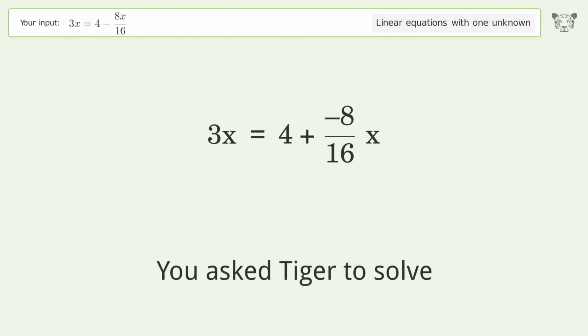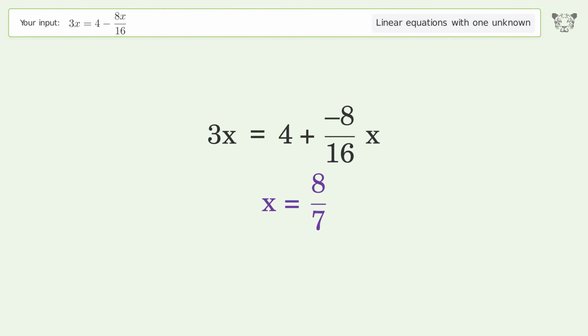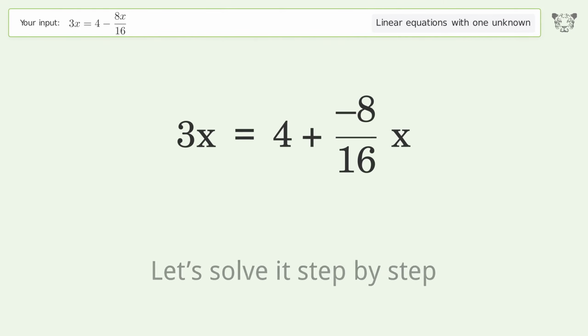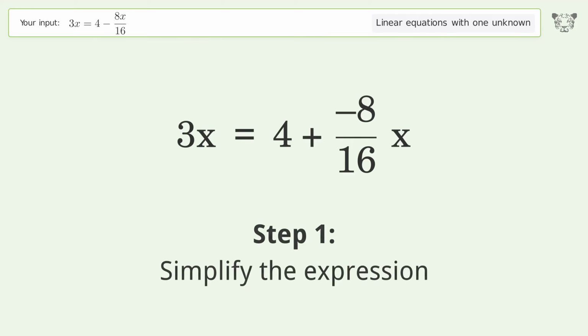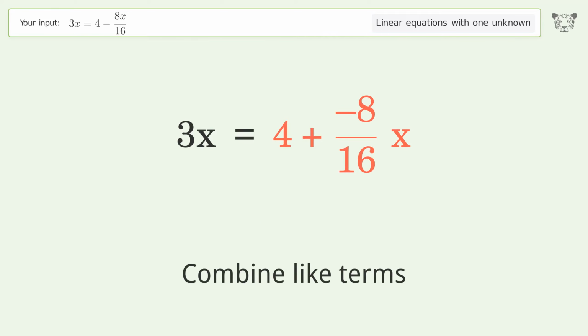You ask Tiger to solve. This deals with linear equations with one unknown. The final result is x equals 8/7. Let's solve it step by step. Simplify the expression. Combine like terms.